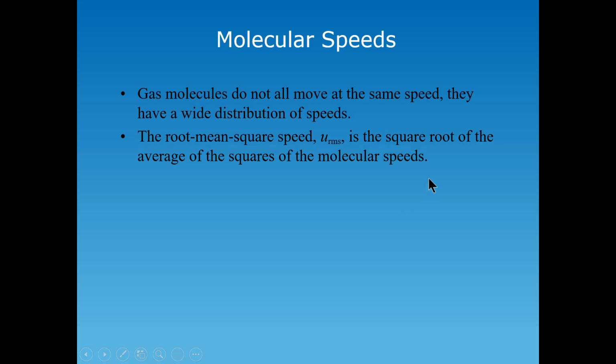So therefore, what we do in this context, in order to get a representation of the average speeds of the molecules, is that we determine what is known as the root mean squared speed, right? Which is the square root of the average of the squares of the molecular speeds. So this is basically used as a proxy for expressing the speeds of the molecules, all right? And we can calculate it by using this equation right here.